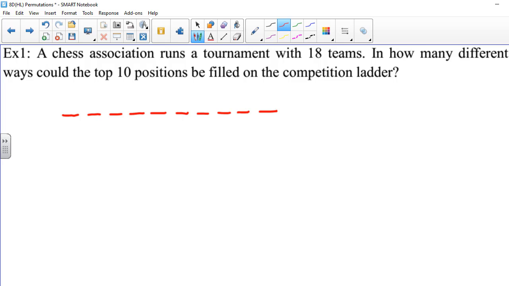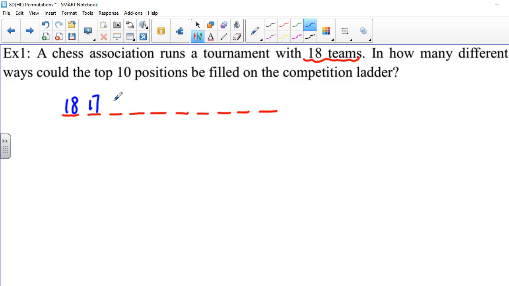If I want the top 10 positions to be filled, I need 10 steps to finish the task based on the product counting principle. The first step, I need to find the first team to stay on the top. How many different ways are there to have one team on the top? There are 18 teams. Therefore, there are 18 different ways. Once one team stays on the top, how many ways are there to fill up the second place? We still have 17 teams left.